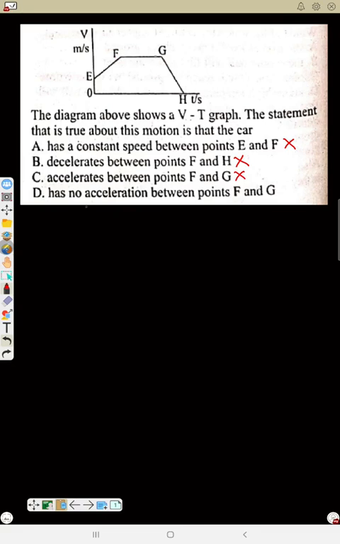Now D: has no acceleration between point F and G. Good. Because this is moving with constant velocity, that means under this constant velocity, acceleration is 0. There is no acceleration. So the correct answer is D. It has no acceleration between point F and G, which is correct. So between these points F and G, a equals 0. So the correct option is D. So like that.